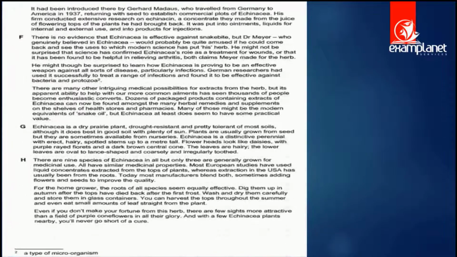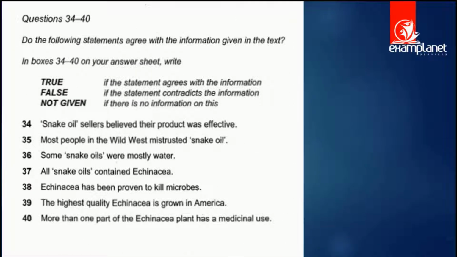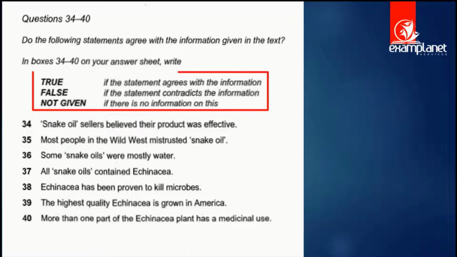Let's now look at our next set of questions. We are now looking at true, false, not given. If you look at question 34 to 40, we are dealing with true, false, not given. That could be the most tricky of all your question types. And as you can see clearly, true means they agree with the information. False means the question contradicts information in the passage, while not given means there's no clue about this particular information.